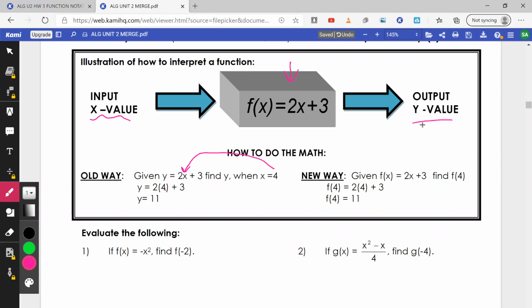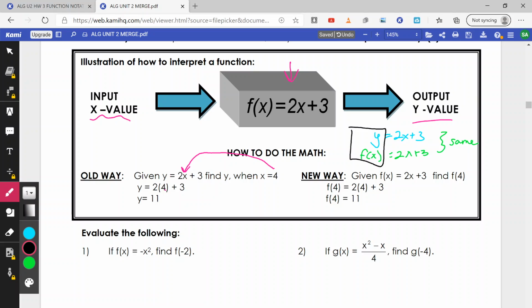The new way of doing it in terms of function notation is our equation is now f of x equals 2x plus 3. Find f of 4. Now what this means is ordinarily the old way was y equals 2x plus 3. The new way is f of x equals 2x plus 3. Notice on the right hand side here it's still the same. So what this means is y and f of x here are exactly the same thing. They represent the same thing.